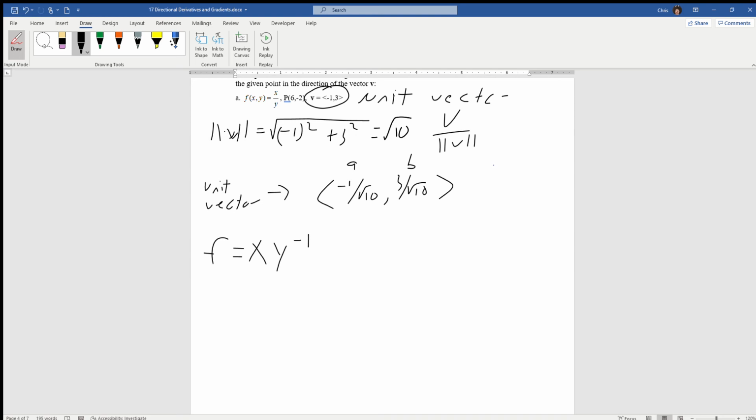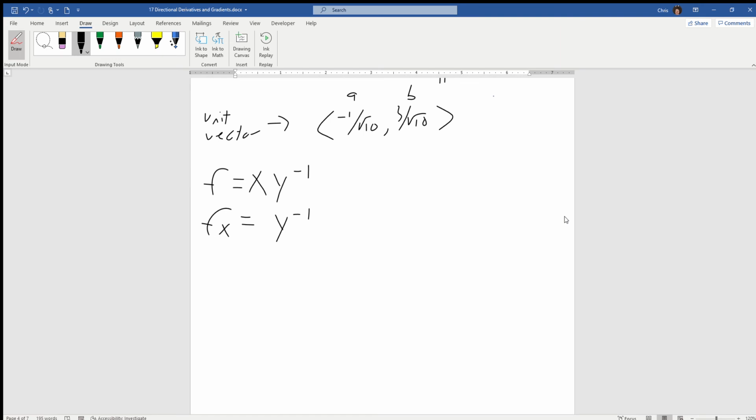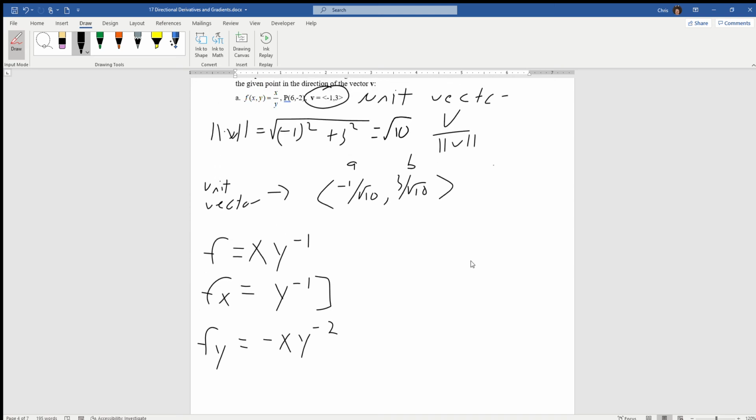And let's find Fx. Fx is really easy. That's just going to be y to the -1. And then Fy is not too bad. That's going to be the opposite of x times y to the -2. And we're going to evaluate each of those at the point (6, -2), so that's the point, thinking back to our curve, that we're trying to find the directional derivative of.